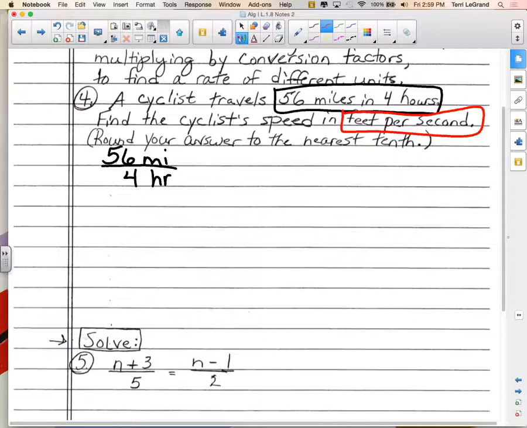You want to work with the distance first or the time first? You get to make the call, because we're going to just do one or the other first. Distance, did I hear? Okay, let's do distance.